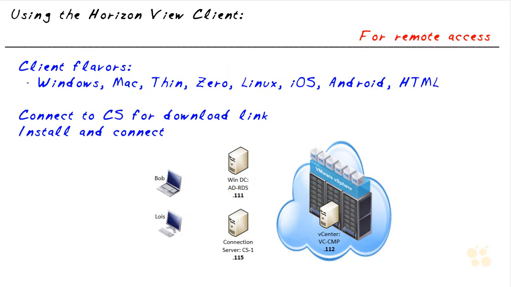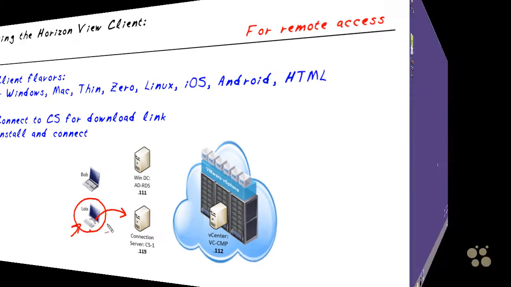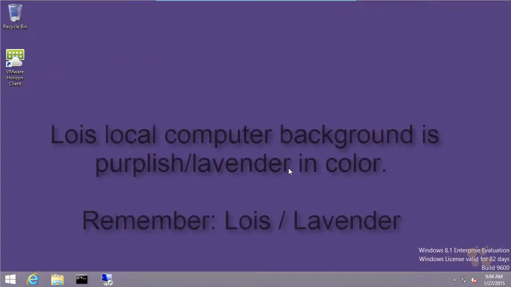So as a demonstration of what we're about to do, we're going to log on to Lois's local computer. We're going to connect over using a browser to the connection server where we can select the client that we want to use and then be provided with the download to download that software directly from VMware. So here on Lois's computer, and we'll use this purple lavenderish color for Lois's desktop. This is her computer that she's directly connected to, she's sitting at. And let's launch a browser.